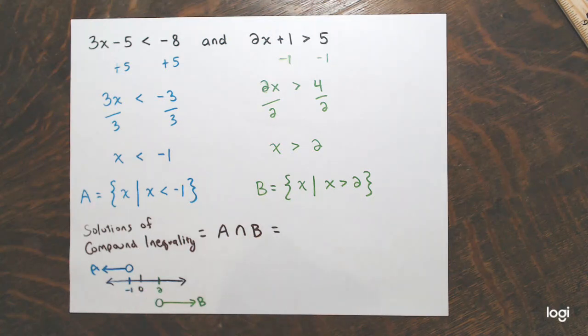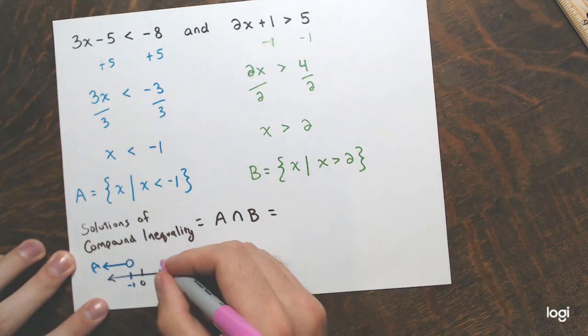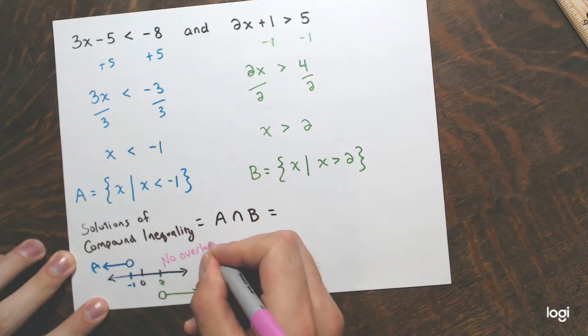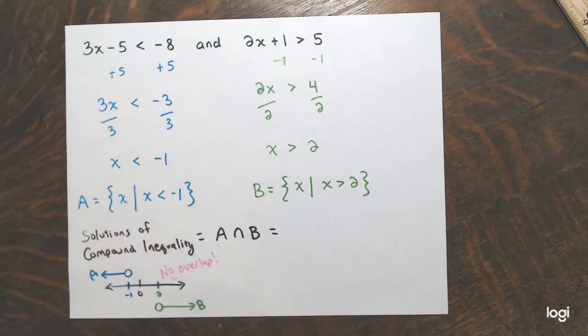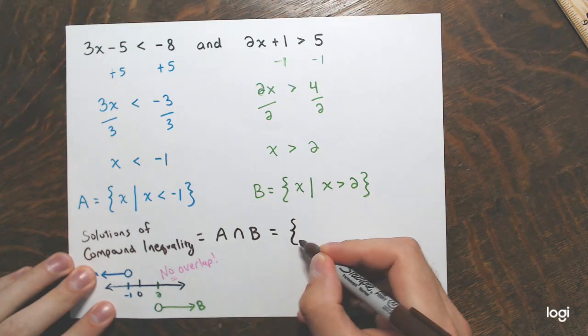Now look at these pictures and ask, is there any number that's in both? Is there any overlap between these two pictures? I'm not seeing any. All the numbers in A, none of those numbers are in B, right? All the numbers in B, none of those numbers are in A. There's no overlap here. And what does that mean? Well, that means that the intersection has no numbers in it.